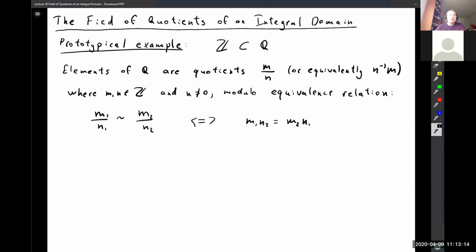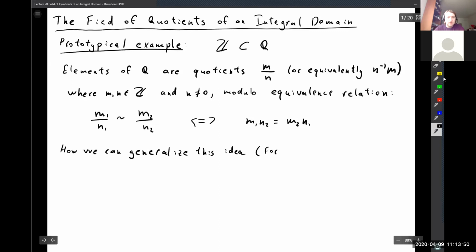Okay, so now the question is whether we can generalize this idea, whether we can start with a certain ring, right, and look at the quotients of elements of this ring and get another ring. So how can we generalize this idea for a ring R instead of Z.